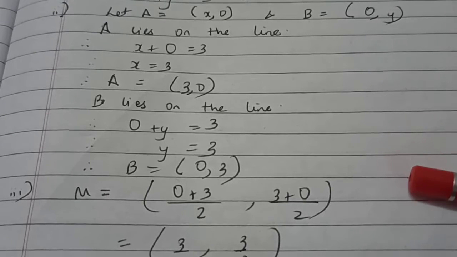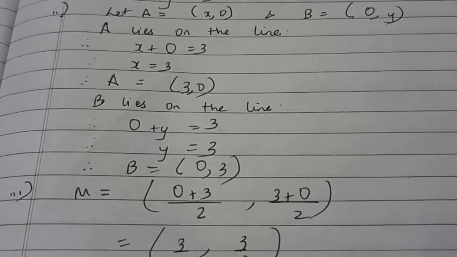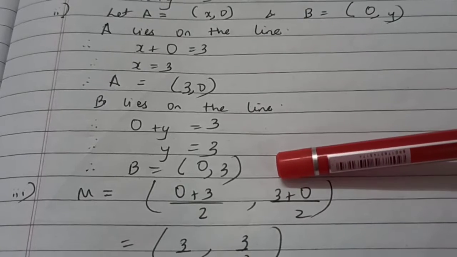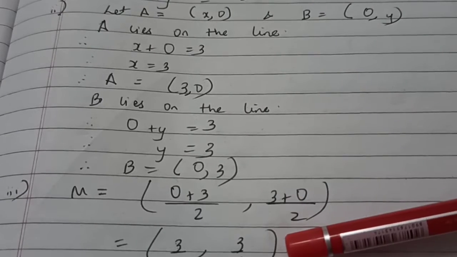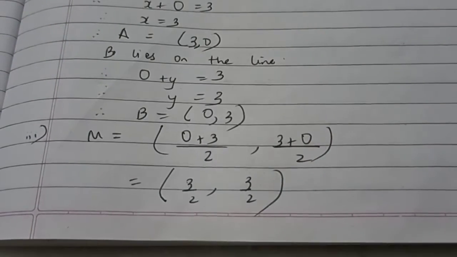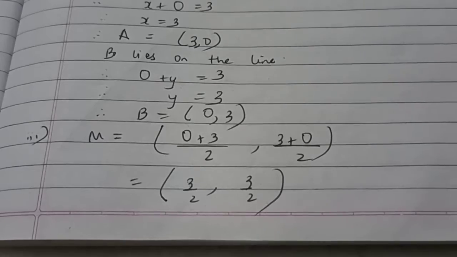Next, in the question it was mentioned that M is the midpoint of AB. Now that we have the coordinates of A and B, you can use the midpoint formula to get the coordinates of M, which was asked. So this is the final answer.